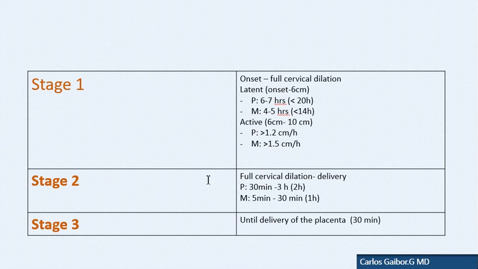Stage 2 goes from when the cervix is fully dilated until the delivery of the newborn. In primiparous, it is going to last 30 minutes to 3 hours. Some books say it's 2 hours, and in multiparous it is 5 minutes to 30 minutes. Some books again say it's 1 hour. Stage 3 is from the delivery of the newborn until the delivery of the placenta, and lasts approximately 30 minutes.